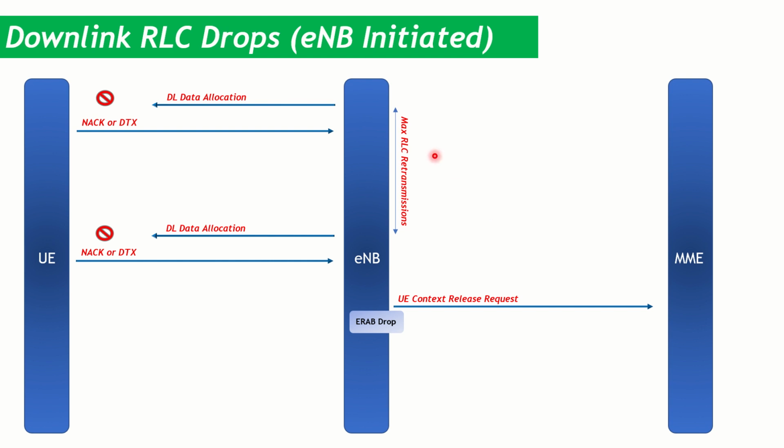So firstly, the first one is RLC retransmission max out. So in this scenario, what happens is that the eNodeB, whenever it is sending data in the downlink, it has some retransmission threshold at its RLC layer. So let's say we have a downlink data allocation and the UE is not able to decode it. So it will be either a NACK, which is a HARQ NACK, or it will be a DTX, which means the PDCCH was not decoded.